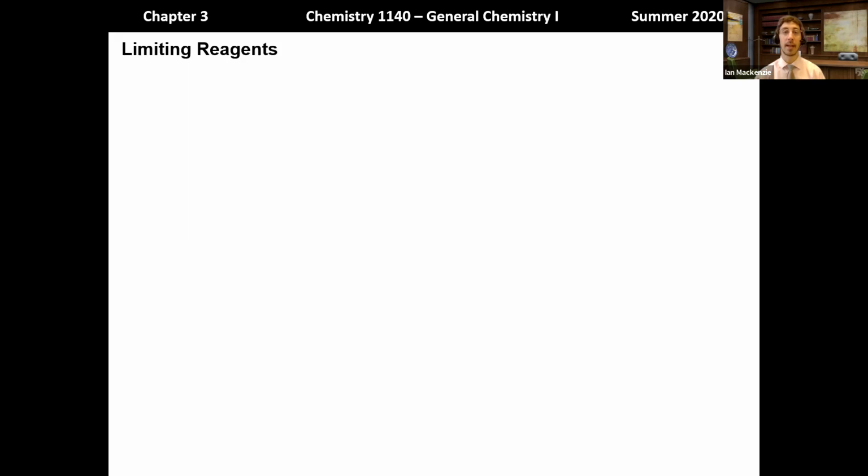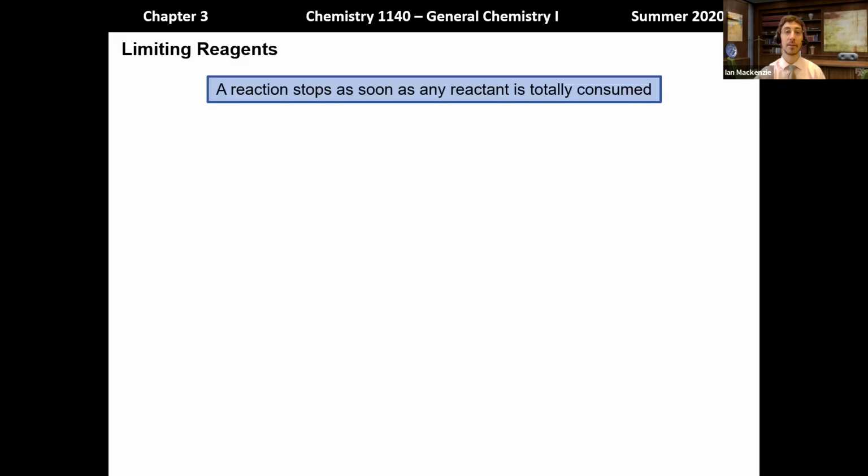Whenever we have a reaction that we set up in the real world, we rarely have perfect stoichiometry or perfect ratios of the 2 or 3 starting materials. And when we do not have perfect ratios of those reactants, what happens is that one reactant will be consumed before the other reactants are. And any reaction stops as soon as any one of the reactants is totally consumed. Let's do a practical example of this.